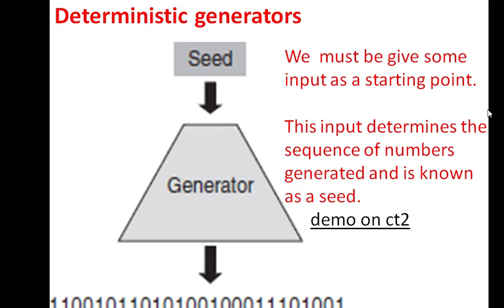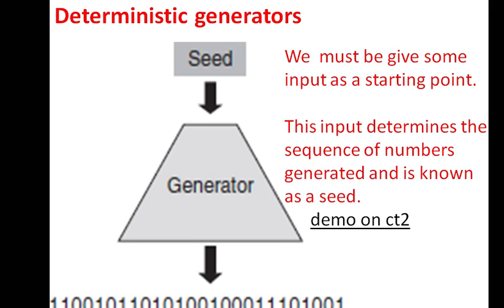And what about deterministic generators? We must give some input as a string or number, and this input determines the sequence of numbers generated and is known as the seed value. Here, if you give an input of one number, it will keep on producing random numbers.